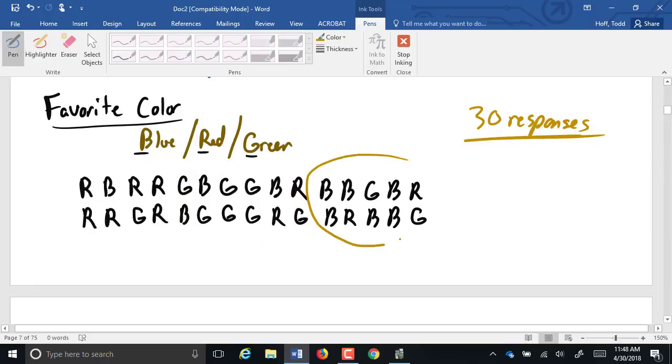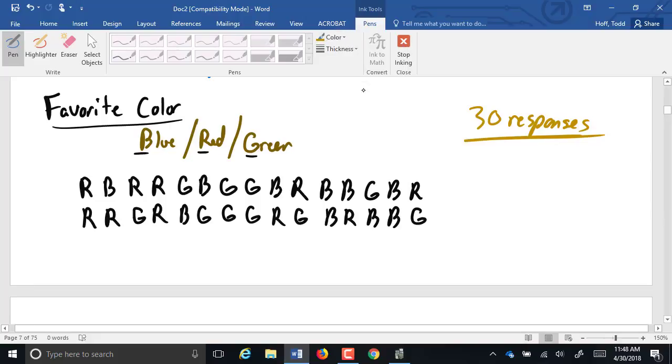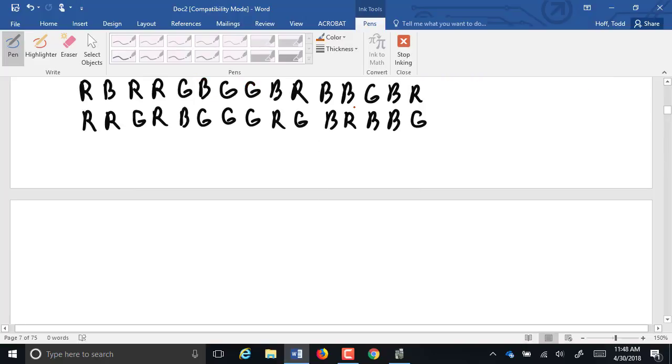Or if I was looking down here, my mind would probably latch onto the blue as being the most popular color. So just looking at the raw data, it can be very difficult to figure out which one is the most popular. So our first stage in organizing this data so that we can go to a graph, similar to with the equations, is to create something called a frequency table.